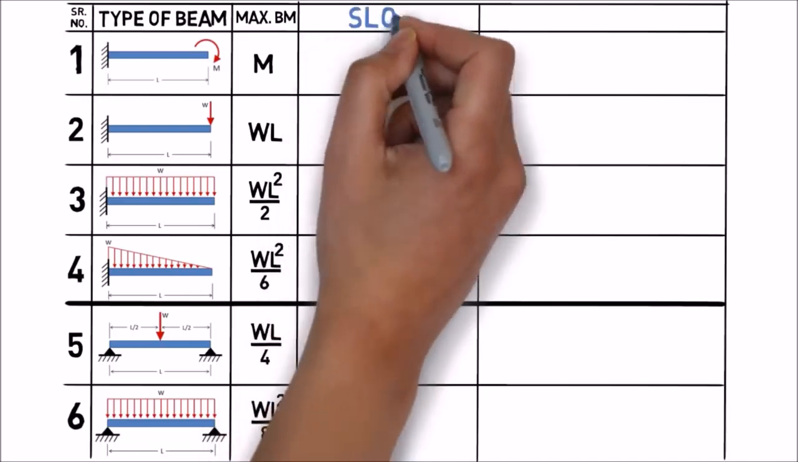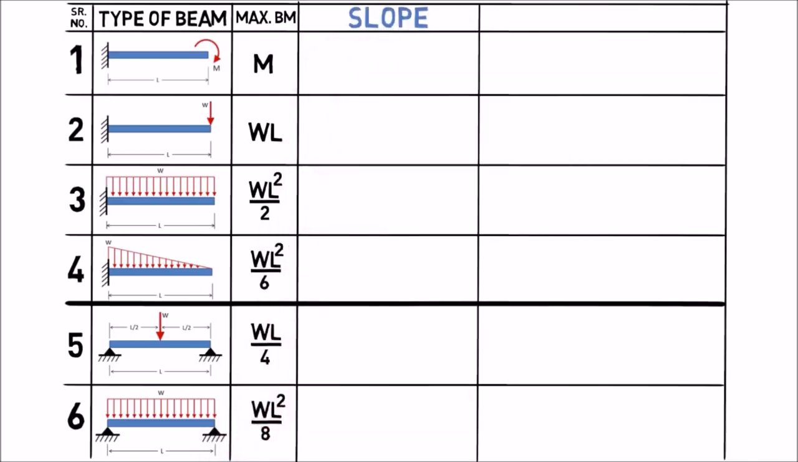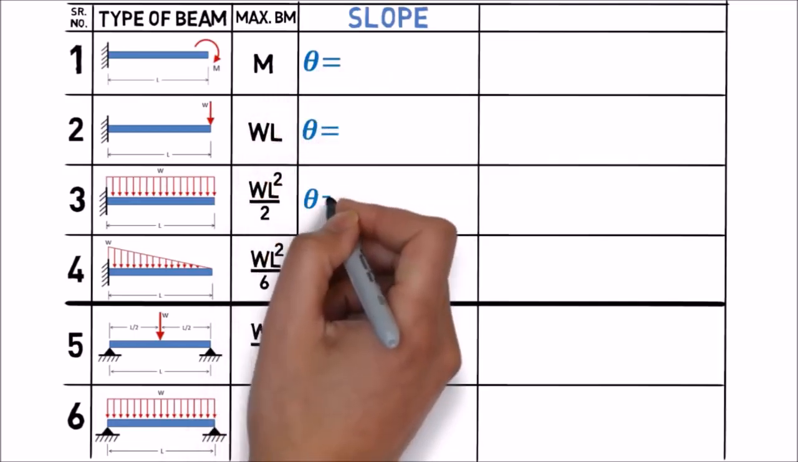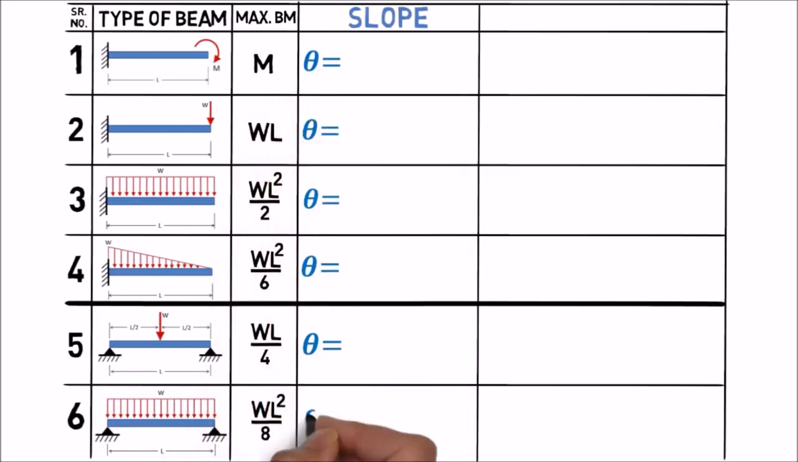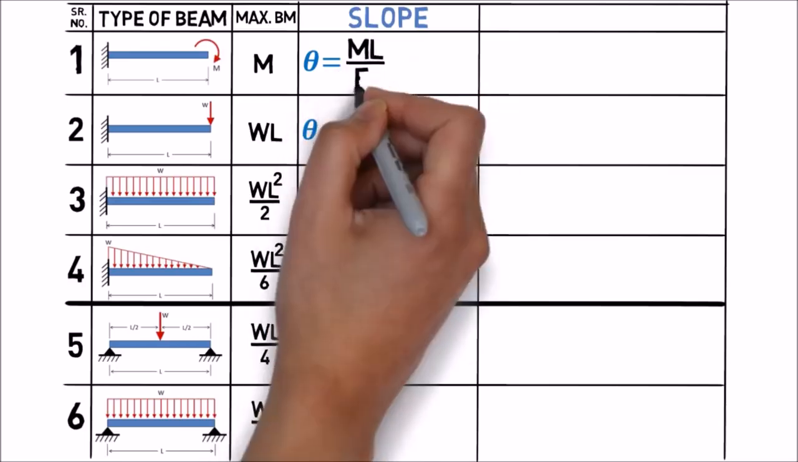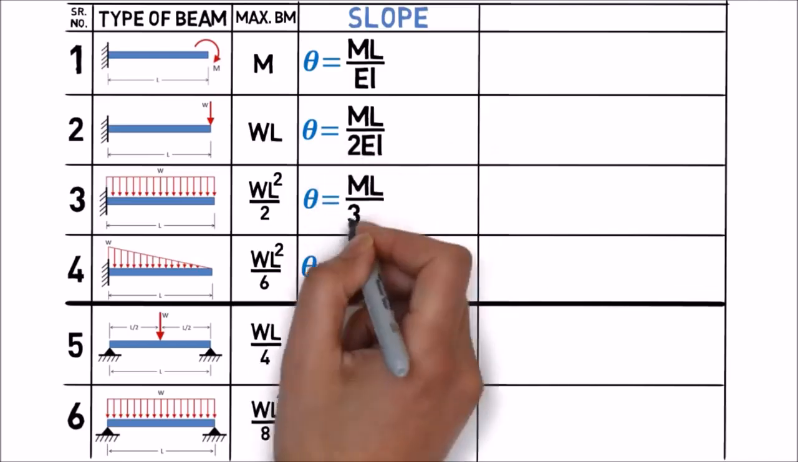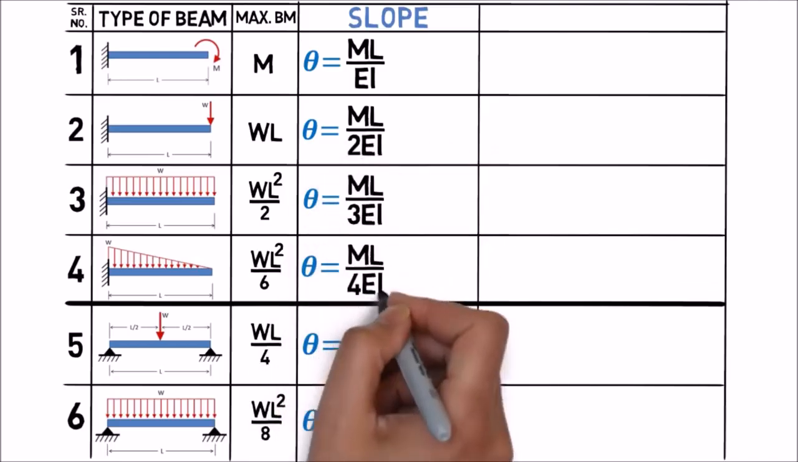Now next important column is slope of respective cases. Here you should note that the slope of fixed end is 0 and maximum at the free end in case of cantilever beam, but in case of simply supported beam, slope at ends will be maximum and 0 in the center. Now let's see the maximum slope of respective cases. See the sequence of formulas for slope which is like this. For cantilever, ML by EI, ML by 2EI, ML by 3EI, ML by 4EI.